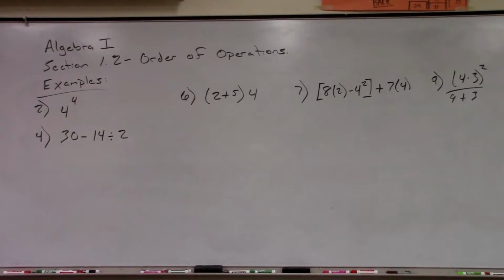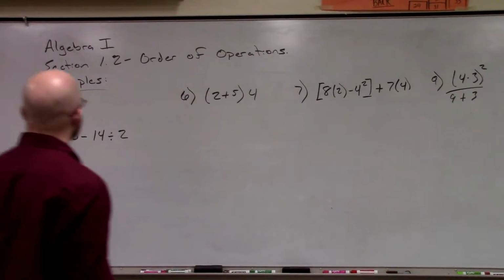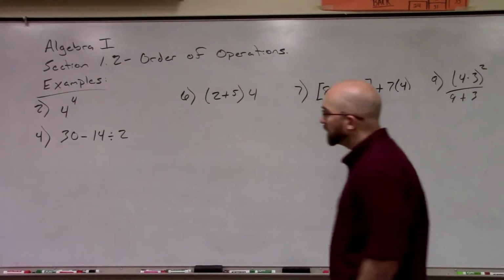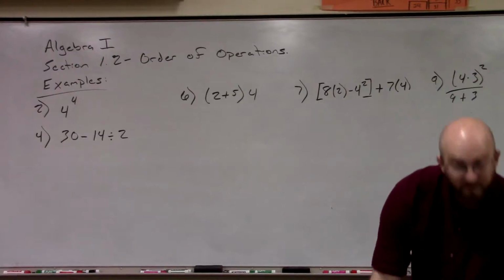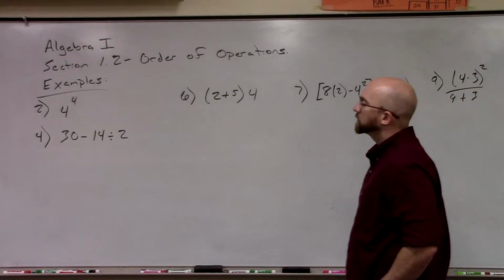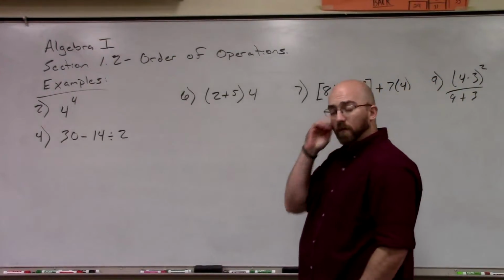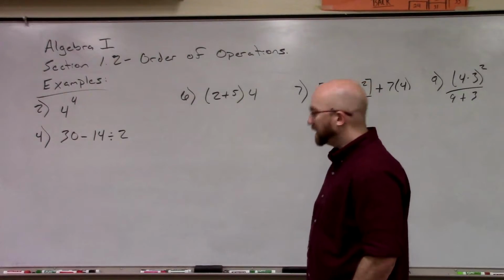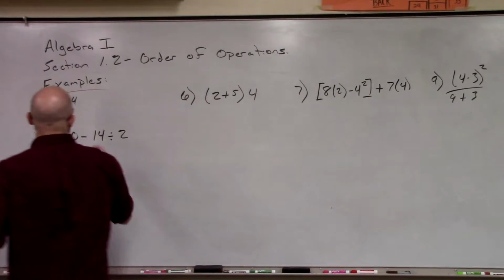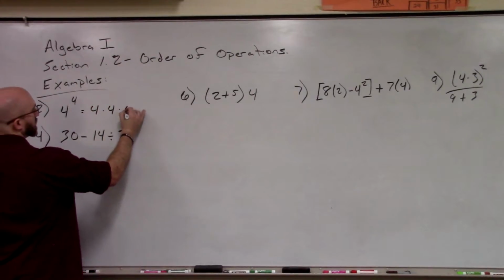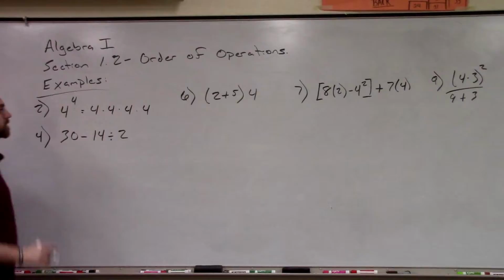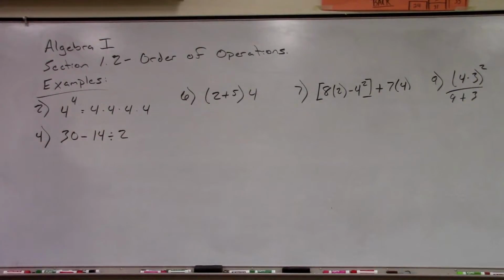Okay, so here are some examples from Section 1.2. The instructions for these say evaluate each expression. The first one is 4 to the 4th. That can be written as 4 times 4 times 4 times 4, which for some students might be easier.